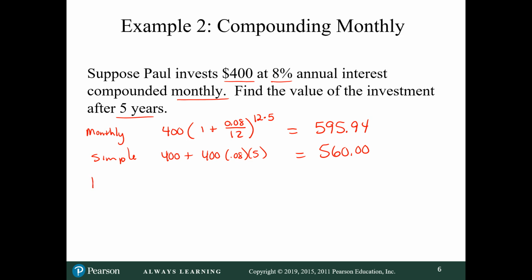Let's say it's compounded daily. How many days are there in a year? So let's do this. Let's take 400 times 1 plus 0.08 divided by 365 to the 365 times 5 power. 596.70. So you make a little bit more on daily.